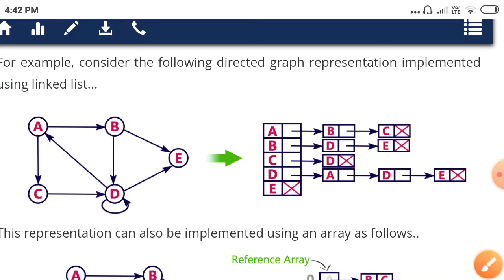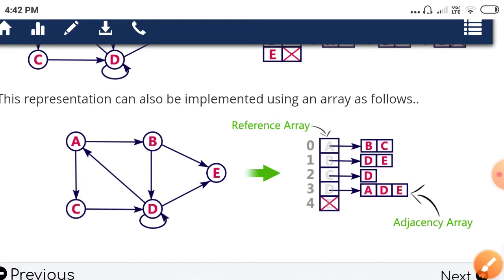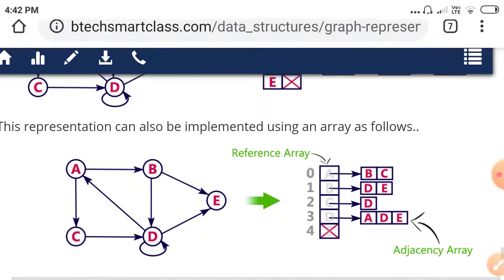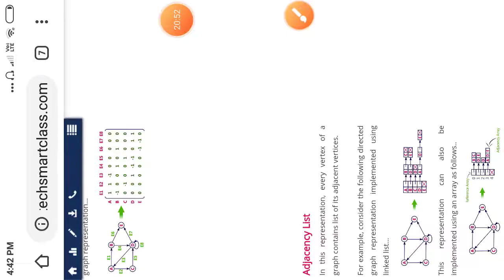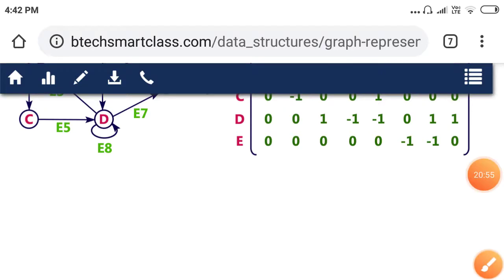So these are the two ways to represent a graph: the adjacency matrix, and the representation of the graph by using the adjacency list. Okay, students, this is regarding the graphs.